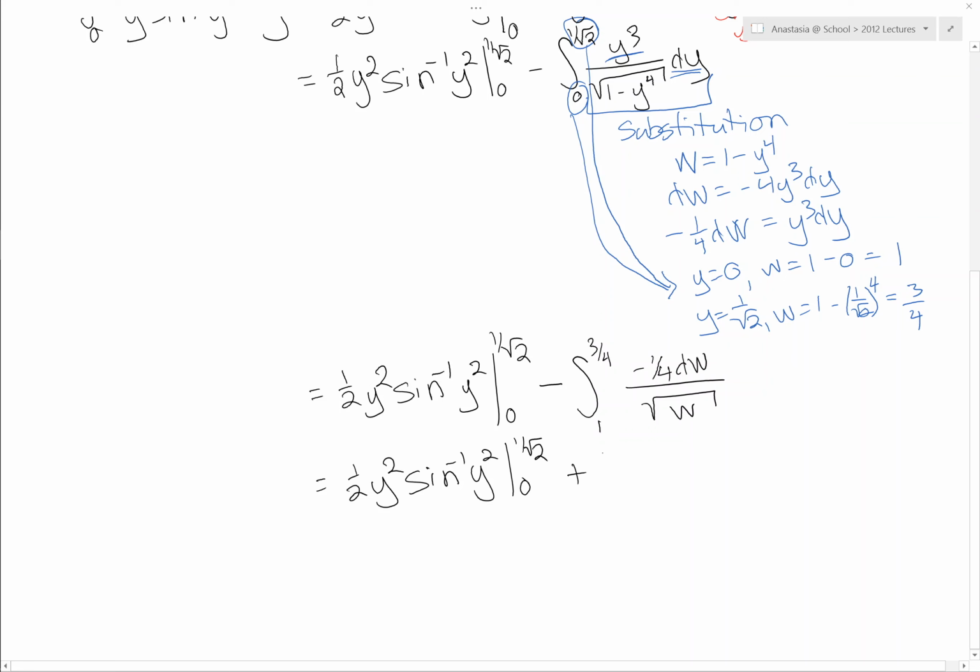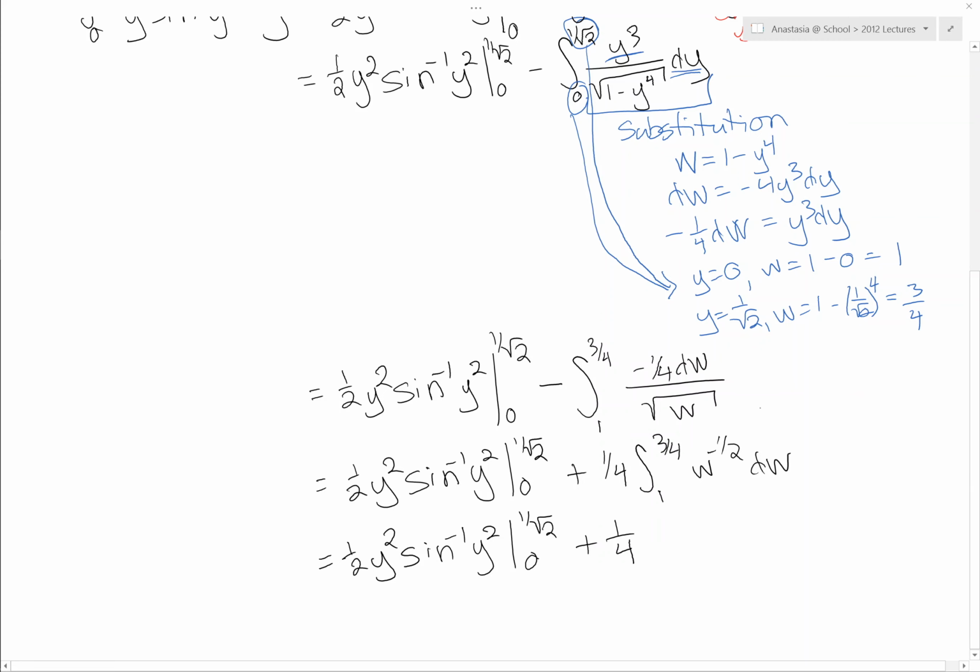Then I'm going to pull the constant out of the integral, so we get plus 1/4 integral from 1 to 3/4. I'm going to rewrite the integrand as w to the negative 1/2 dw to make it easier to evaluate that integral. Again, rewriting our first term. We'll plug in our bounds in a little bit.